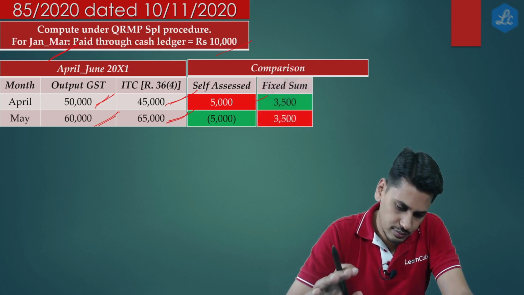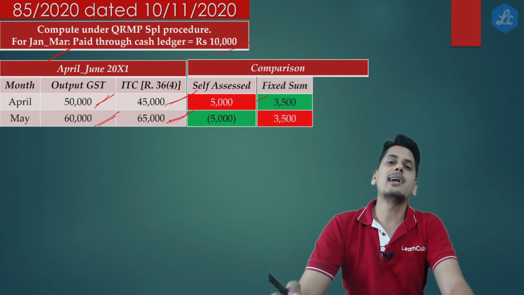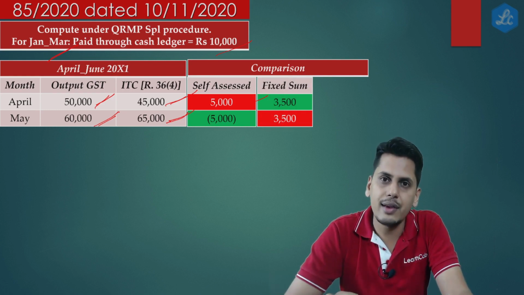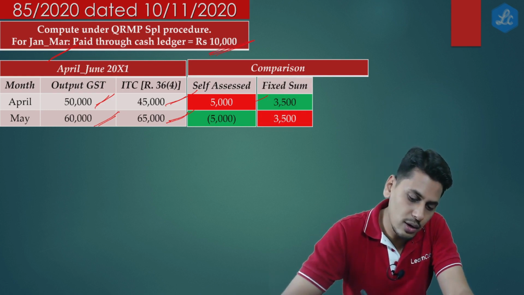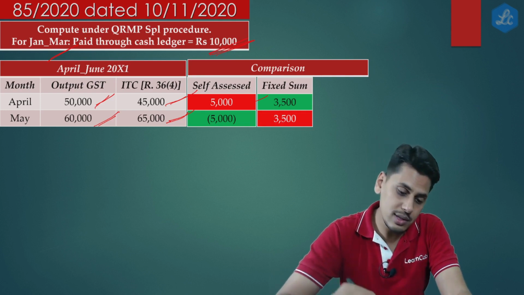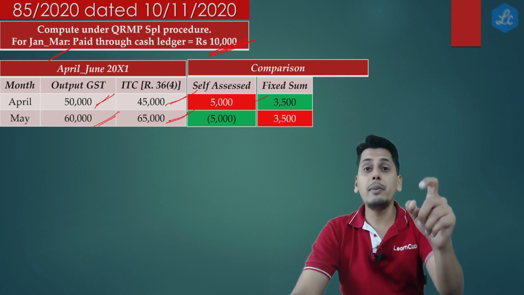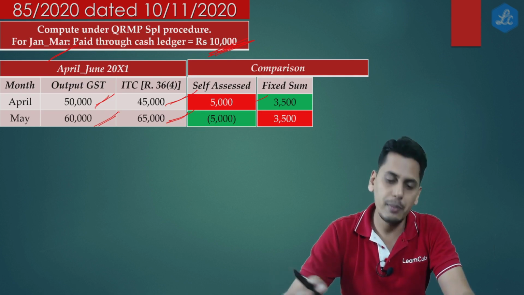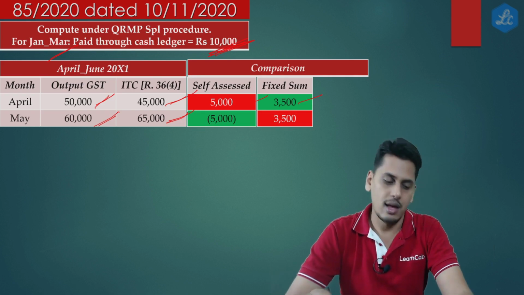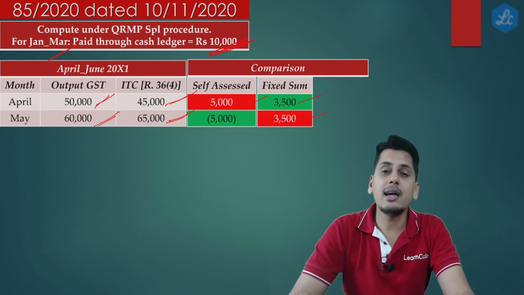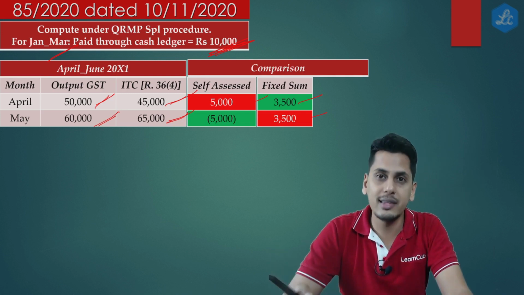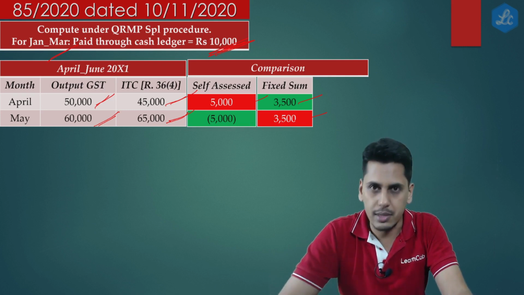However, if I was operating under fixed sum method, for the month of April, I would have paid 3,500. Reason being, 10,000 was paid by debiting the electronic cash ledger in the preceding quarter. 10,000 multiplied by 35%, 3,500 I would pay it in April, 3,500 I would pay it in May. So had I opted fixed sum method, I would have paid 3,500 and 3,500 in each of the months.